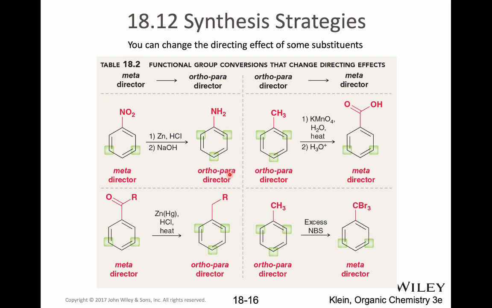For example, the nitro group is meta directing, so it's directing here and here. The aniline, the NH2, is ortho-para directing, so it's going here and here. Now this is such a strong ortho-para director that it usually will just add everywhere. Again, an alkyl group is ortho-para directing, but if I oxidize it to the carboxylic acid, that's meta directing.